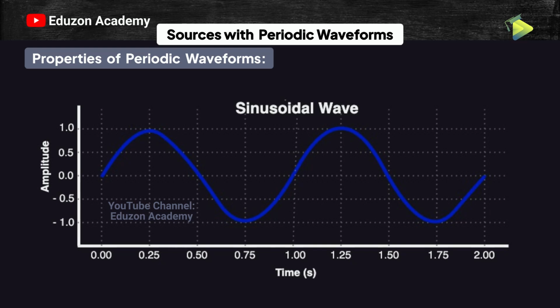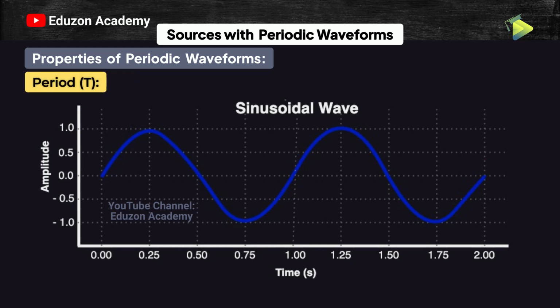Properties of periodic waveforms. Understanding the key properties of periodic waveforms is essential for their analysis. Frequency. Frequency is the number of cycles the waveform completes in 1 second. It is measured in hertz. Frequency determines how fast the waveform oscillates.